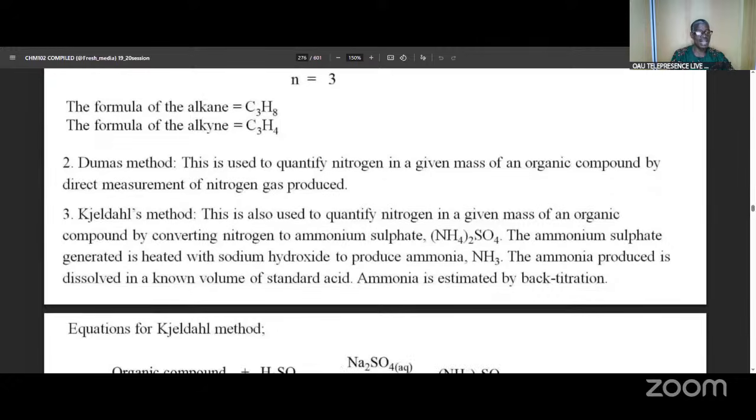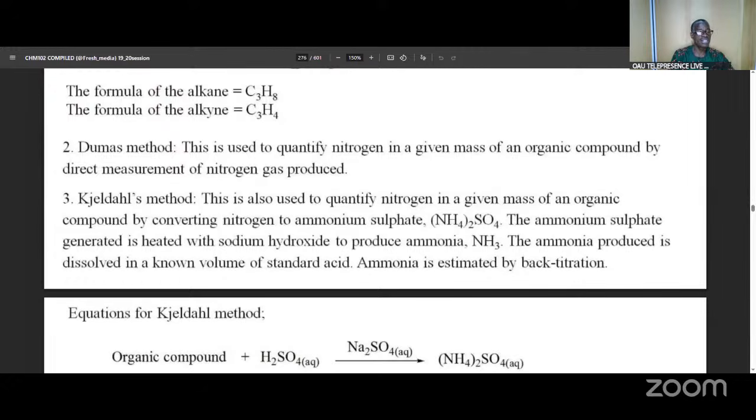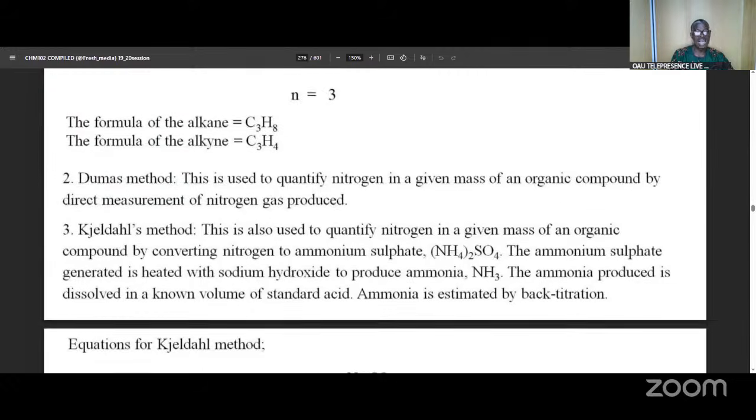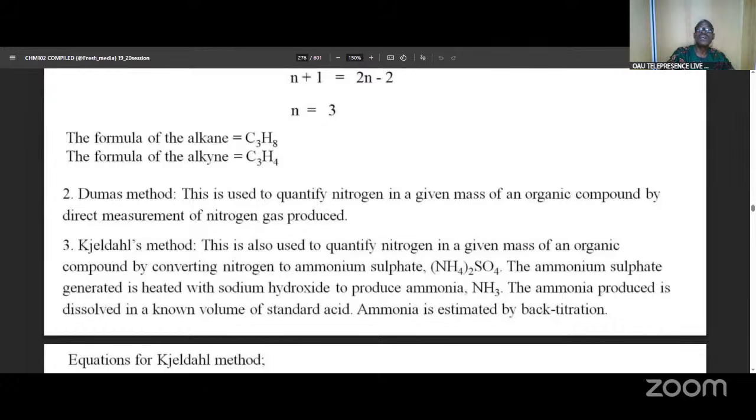Okay, let me see whether I can still take the Dumas method, or before that, can I also get some feedback? The slide, yes. We are still asking for the slide. That will be made available.